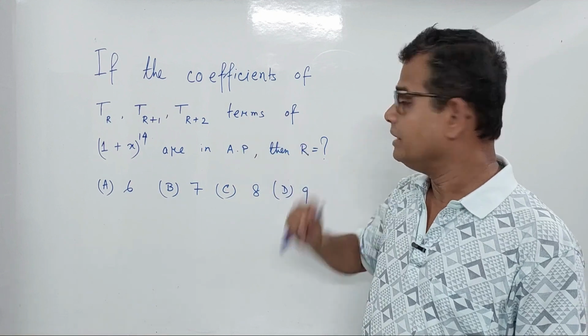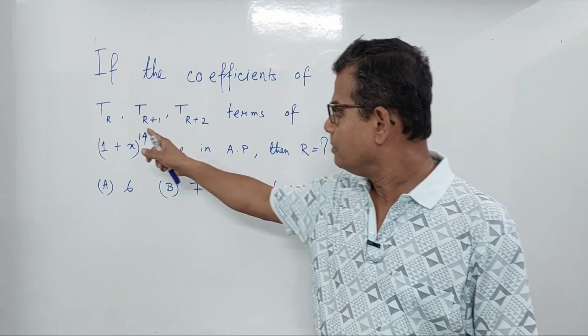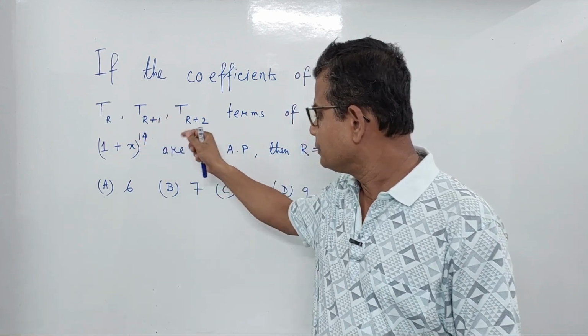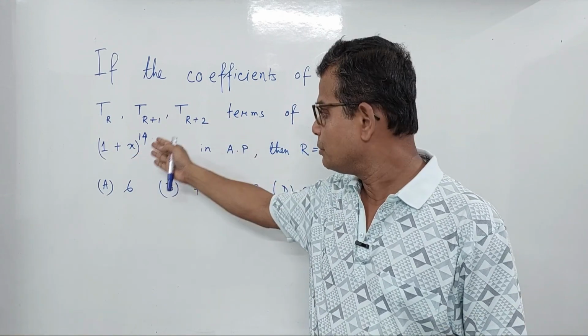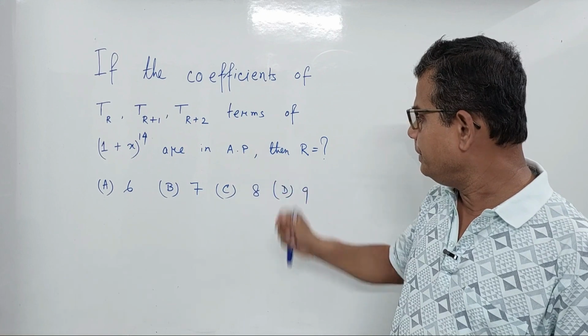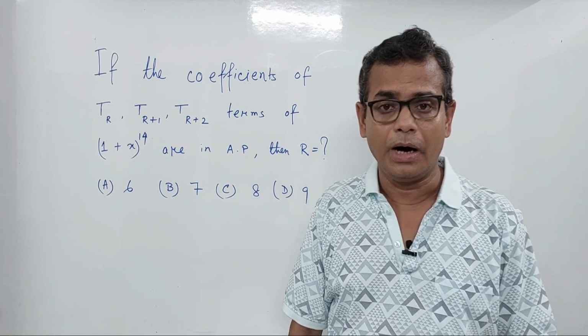If the coefficients of tr, tr plus 1, tr plus 2 terms of (1 plus x) to the power 14 are in AP, then what is the value of r?